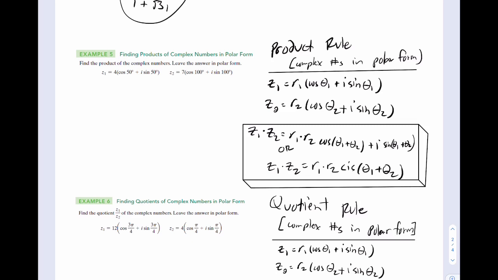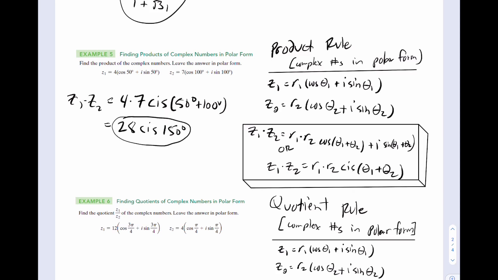Okay, now that you've paused it, the product rule for complex numbers is super cool. Essentially, if you're going to multiply these, all you have to do is multiply the 2 outside numbers. So 4 times 7. So if I want z1 times z2, the outsides multiply together. And then we're going to write cis. And the insides just add. 50 plus 100. So that's 28 cis 150 degrees.